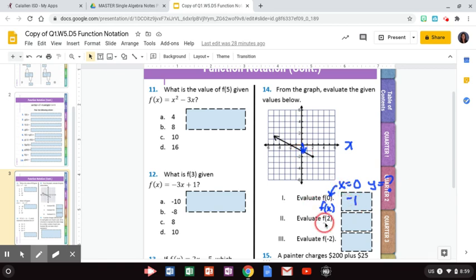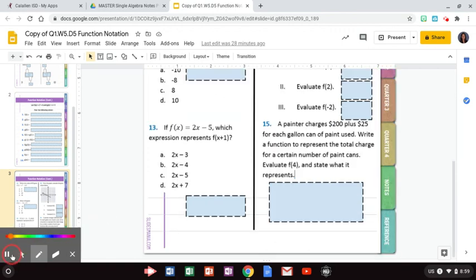Now, if I input a 2, if x is 2, go to your x-axis. When x is 2, what is the output? The y value is a negative 2. The last one, if x is equal to negative 2, so here's my x-axis, go to negative 2, what's your y value? It's at 0.